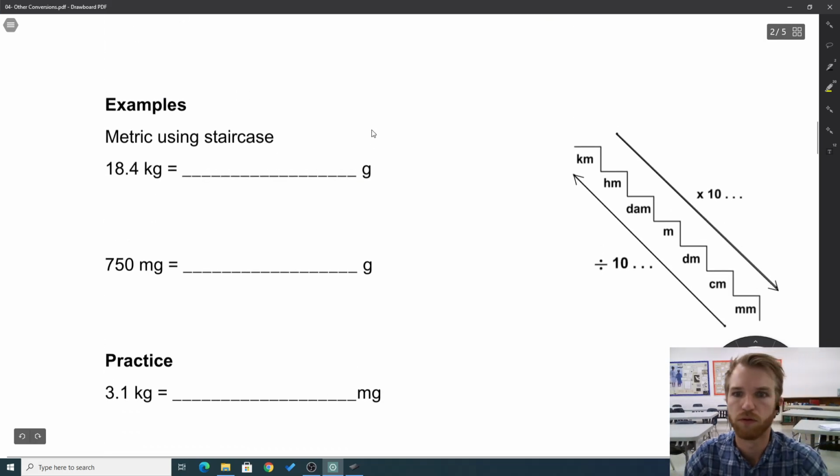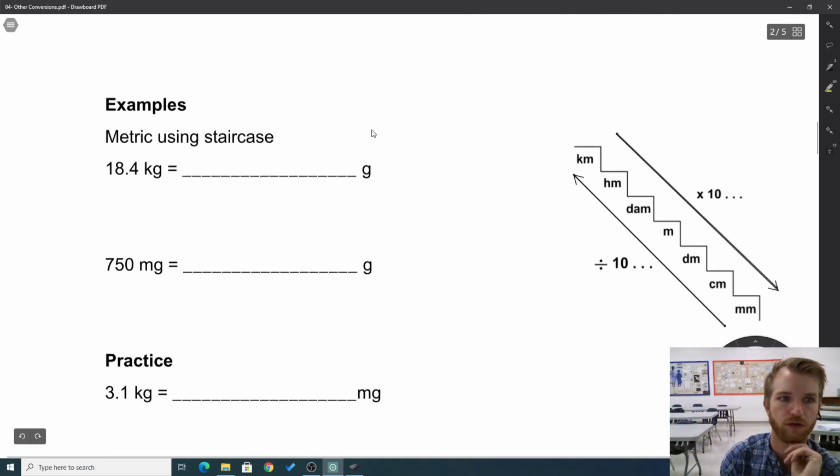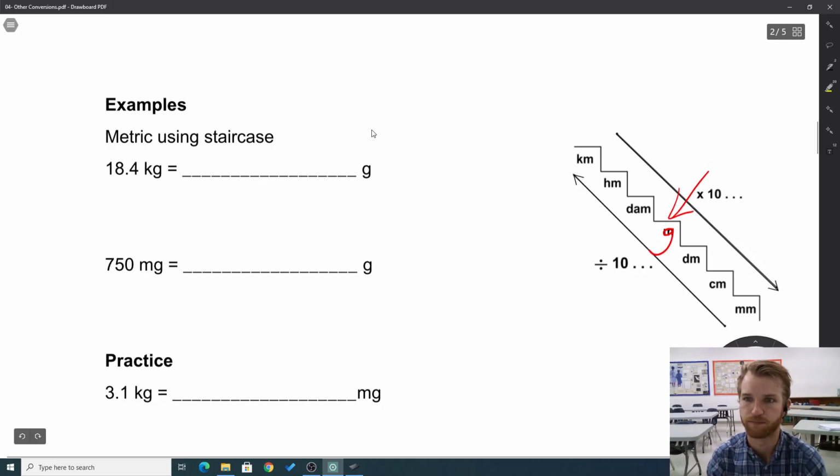Okay, so I'm going to go quicker through this because this is exactly what we did in the first part of the lesson. So now we're talking about mass or weight. Here it has our metric staircase. This is filled in for meters. But if we wanted to do grams instead, we would just replace all of these m's with g's. Instead of an m there, our base unit is now a gram. This is a gram.